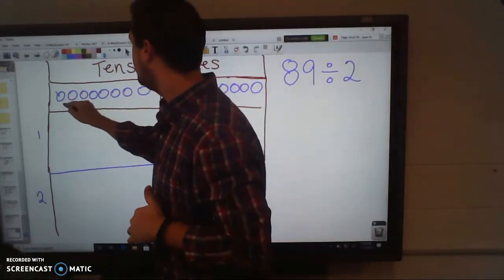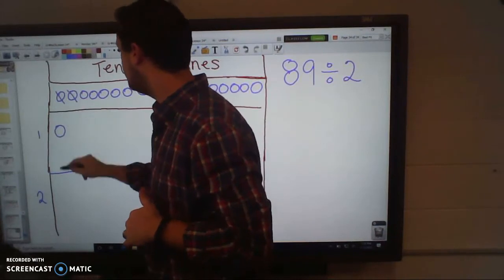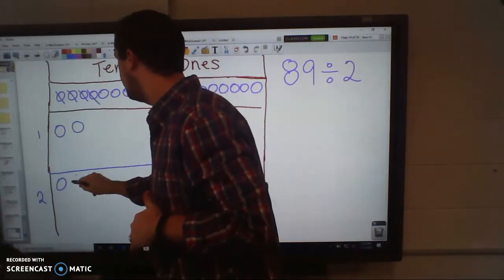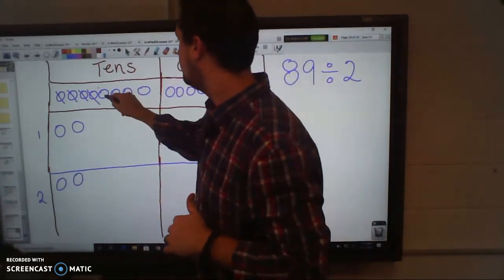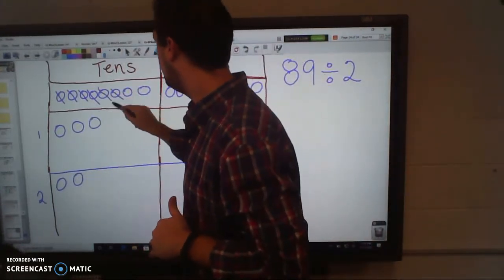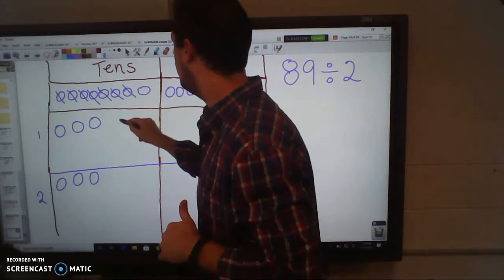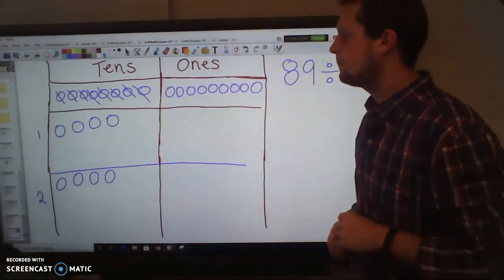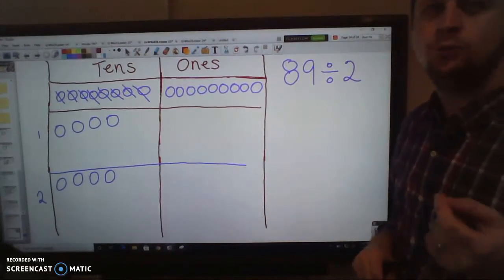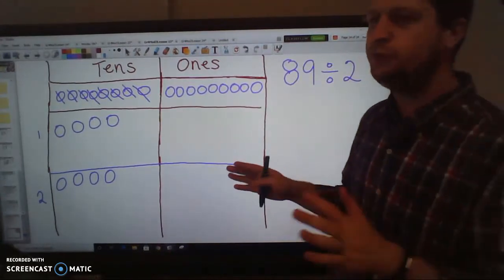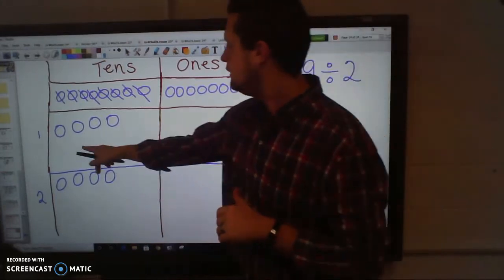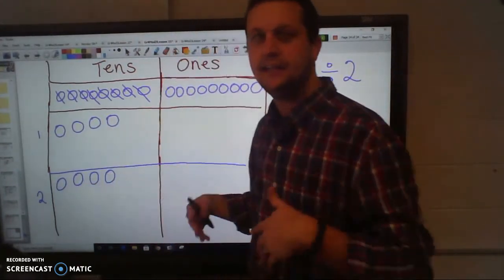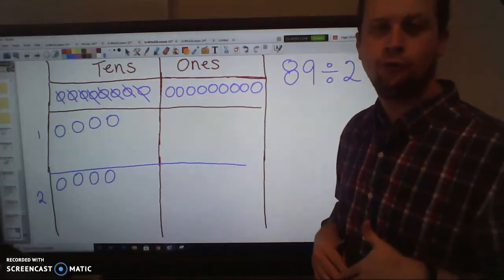So take away a 10, add a 10. Take away a 10, add a 10. Take away, add. Take away, add. So 8 tens would be 80. So let's see if we still have 80. 10, 20, 30, 40, 50, 60, 70, 80. Yes, they're just in 2 different groups.